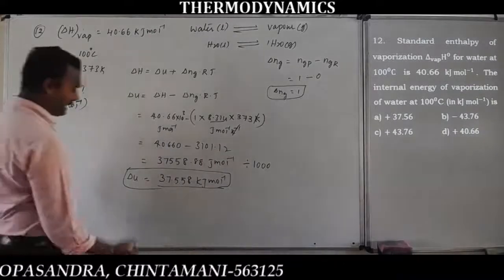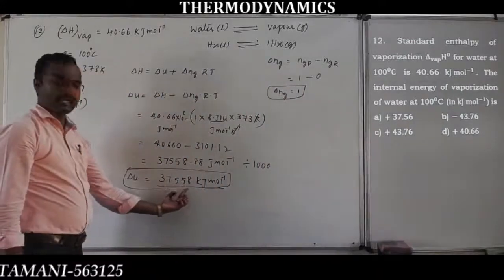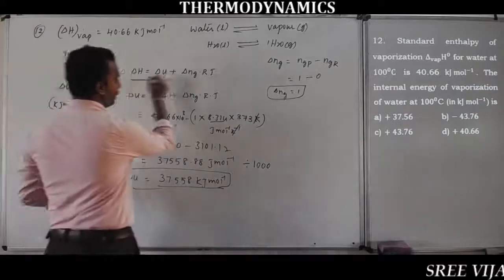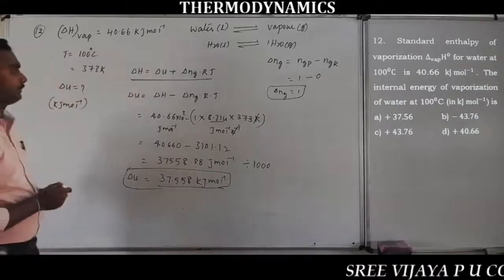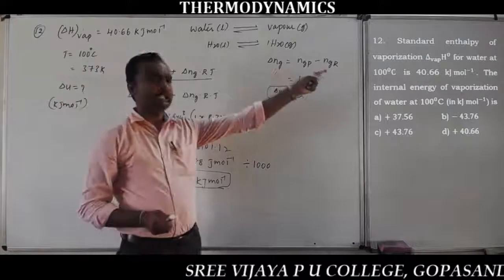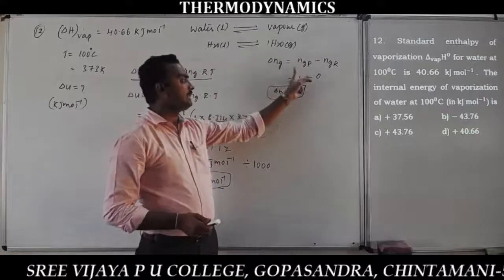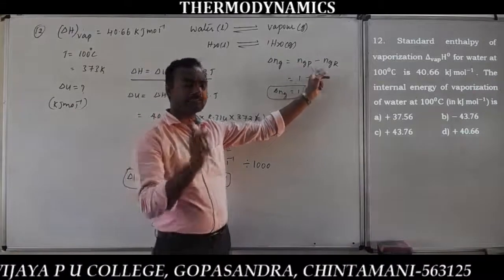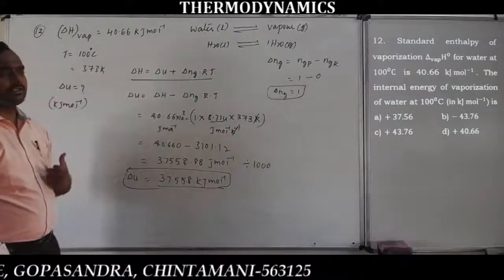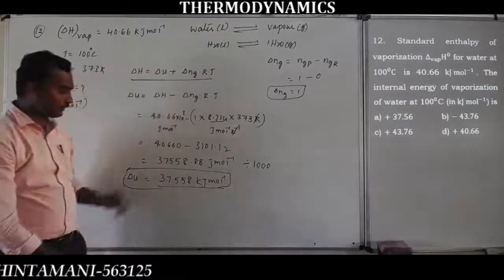That is option A, 37.56, that is 37.558, approximately 6 marks. So that's about the problem. This is a very important equation, already discussed in the previous class, about the relationship between delta H and delta U for gaseous reactions. To find delta Ng, there is no hint given, evaporation or vaporization means liquid water converted into gaseous state. So delta Ng is equal to number of moles of gaseous products minus number of moles of gaseous reactants. Calculate delta Ng, then you can substitute the values of R, T, delta Ng and delta H to calculate delta U. Option A is the correct answer.